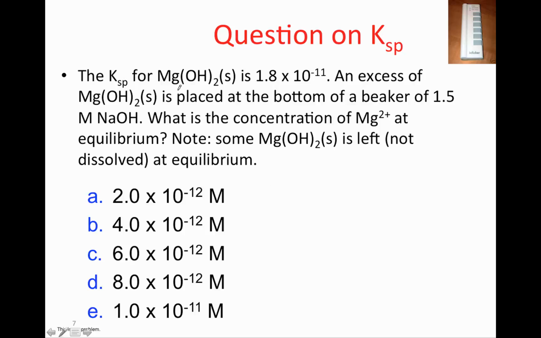Okay, so the Ksp for magnesium hydroxide is a small number. Now we have an excess of magnesium hydroxide placed at the bottom of a beaker of 1.5 molar sodium hydroxide. From Chem 105 we know that sodium salts are soluble in water, and so that means that initially in this sodium hydroxide solution, we have concentrations of sodium and hydroxide of 1.5 molar.